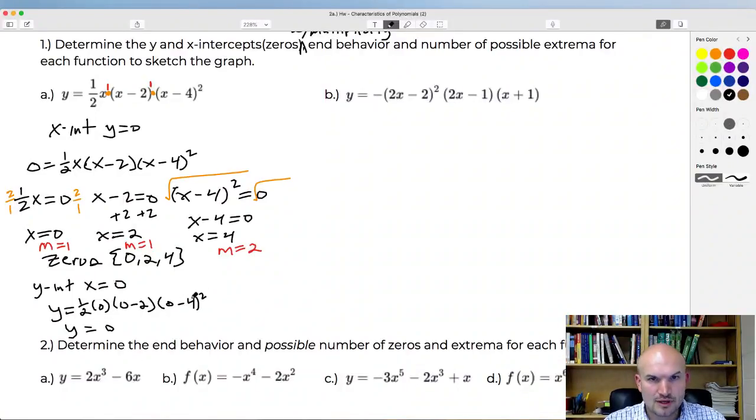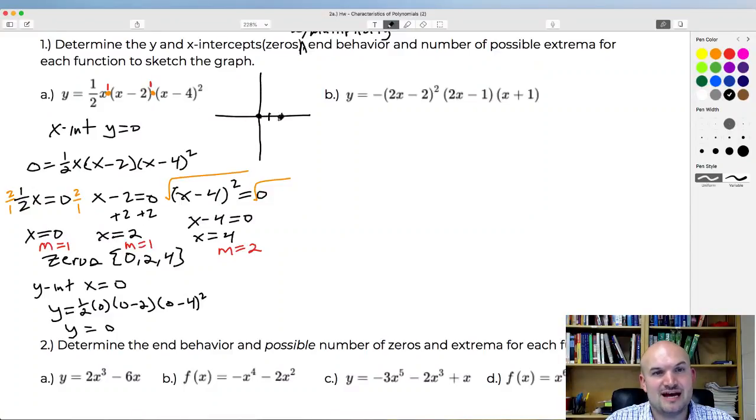Okay? All right, so now let's go ahead and sketch this graph. I'm going to do my best here to sketch it up, and then we'll talk about the end behavior. Oh, we got to get to the end behavior. So let's get this information first. So we have an x-intercept at 0. We have an x-intercept at 2.